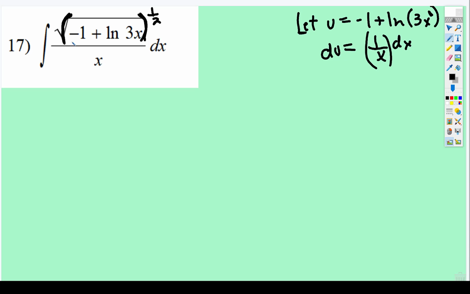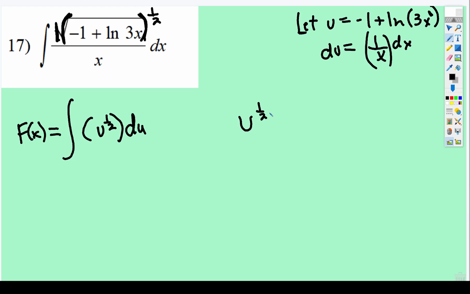dx. Well, that's what this is. There's the invisible 1. 1 over x dx is the du. And now what we have is u to the 1/2 power. Well, when you integrate u to the 1/2, you're going to add 1. Well, 1 means the same thing as 2 over 2. 2 over 2 plus 1/2 is 3 over 2. And again, when you divide by 3/2, you end up multiplying by the reciprocal. This would be a very good one to memorize.